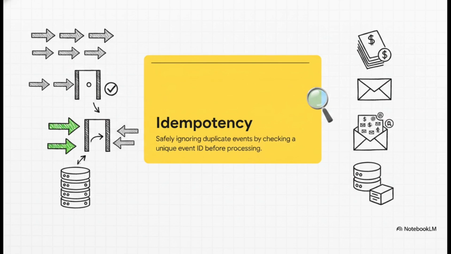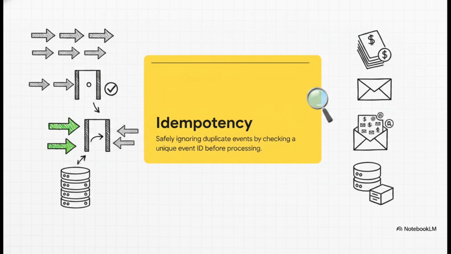Enter a vital engineering concept, idempotency. I know, it's a big word, but it just means designing your system to safely handle the exact same thing twice without breaking. Each webhook usually comes with a unique event ID or an idempotency key. Before your app does anything, it checks, hey, have I already processed this exact ID? If yes, you simply acknowledge it and move on.